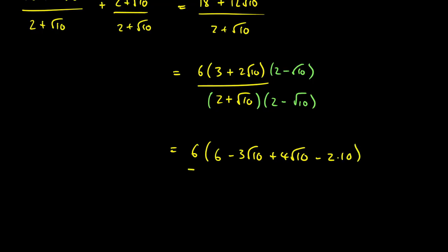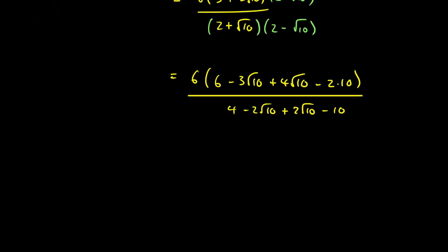And then I'm going to divide through by, so let's do the denominator now. 2 times 2 is 4. 2 times minus root 10 is minus 2 root 10. Plus root 10 times 2, which is plus 2 root 10. And then root 10 times minus root 10 is minus 10.